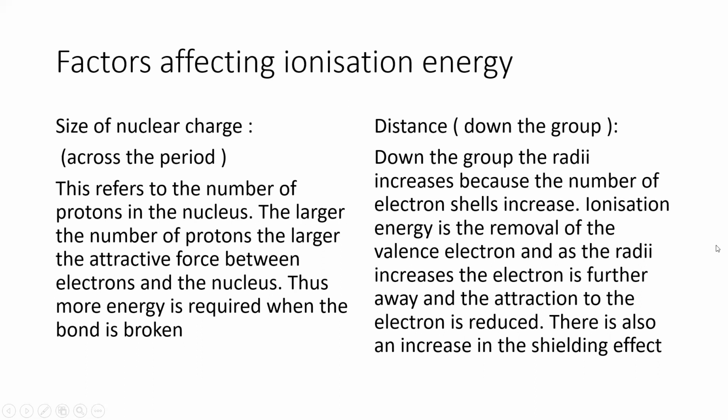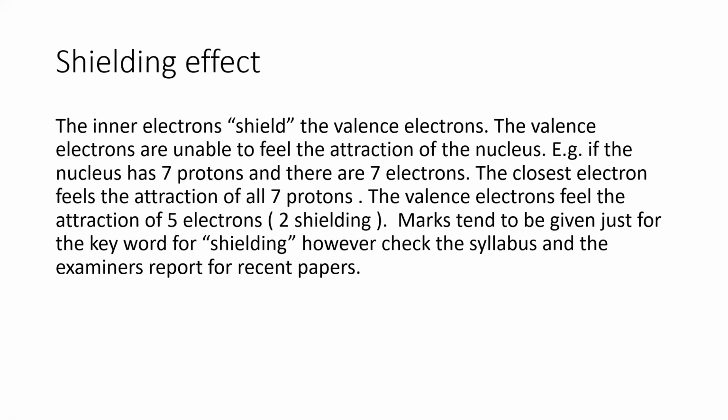Ionization energy is the removal of the valence electrons. As the radius increases, the electron is further away, and the attraction between the nucleus and the electron is reduced. Thus, less energy is required to remove it, and there is also an increase in the shielding effect. Okay, I'll get right to the shielding effect now.